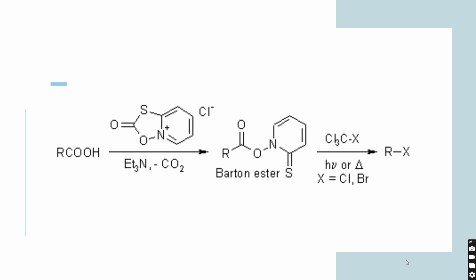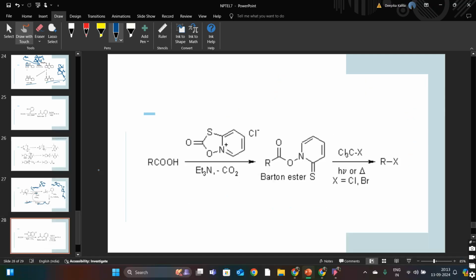Then another example from the same topic, Barton decarboxylation. In a similar way, you can see the formation of alkyl halide starting from this carboxylic acid. So the reaction is going to follow the same kind of mechanism. First, by the coupling of the carboxylic acid and this ester, the Barton ester can be generated. And after the formation of this Barton ester, the rest of the steps you have already seen in the previous case.